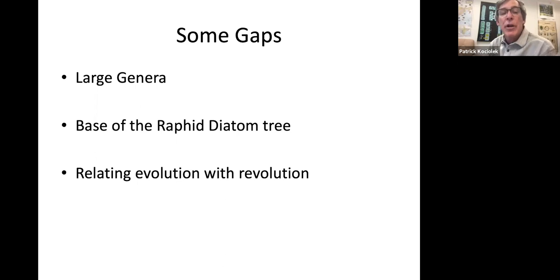Those gaps I'm going to talk about are related to large genera. I'm going to look at the base of the diatom tree, the raphid diatom tree of life. And then this idea that I've written here as relating evolution with revolution. It's not some kind of socialistic manifesto, but it's related to looking at the idea of adaptive radiation.